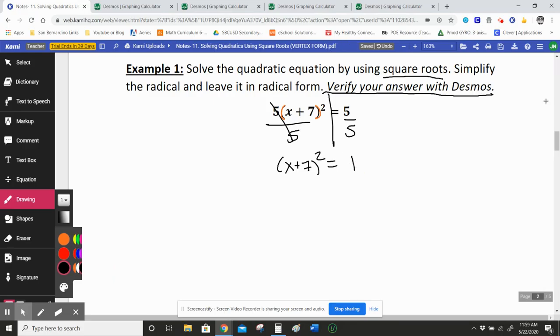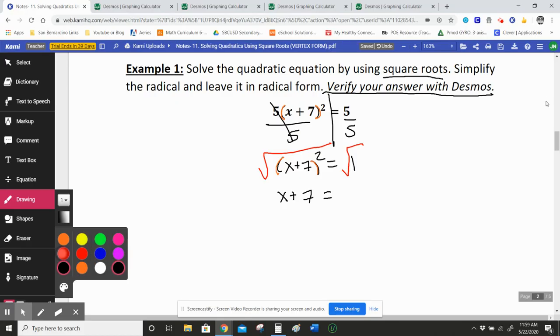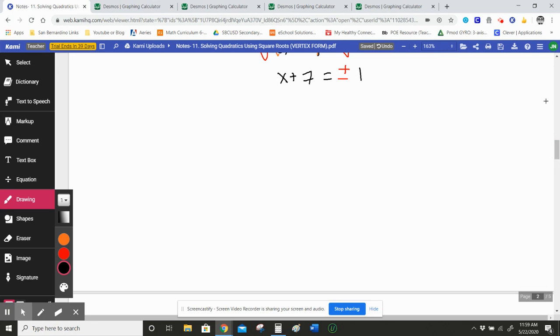Okay, next step, still want to get the parentheses by itself, right? Kind of like the same thing that we do with the emojis. So I would take the square root of both sides. So take the square root of this side, take the square root of this side. So I'm left with x plus 7 is equal to, the square root of 1 is just 1, so I'm going to be left with plus or minus. Don't forget the plus or minus. There are two answers. Plus or minus 1. So that's the gist of it. The rest you actually know how to do.